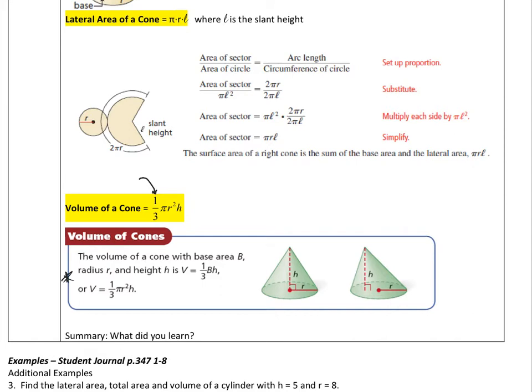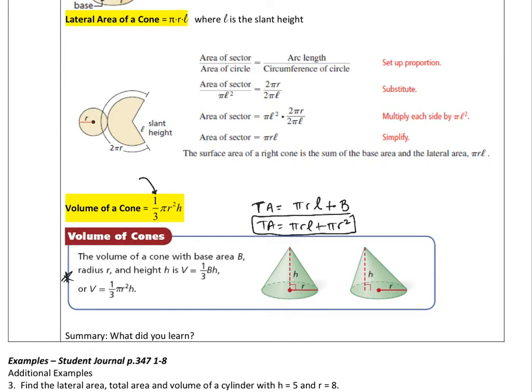One more thing I want to add in here. What if we wanted to get the total area of the cone? Well, that would be pi RL plus the area of the base. So we would have the total area: pi RL plus pi r squared. Okay, that would be the total area of a cone.